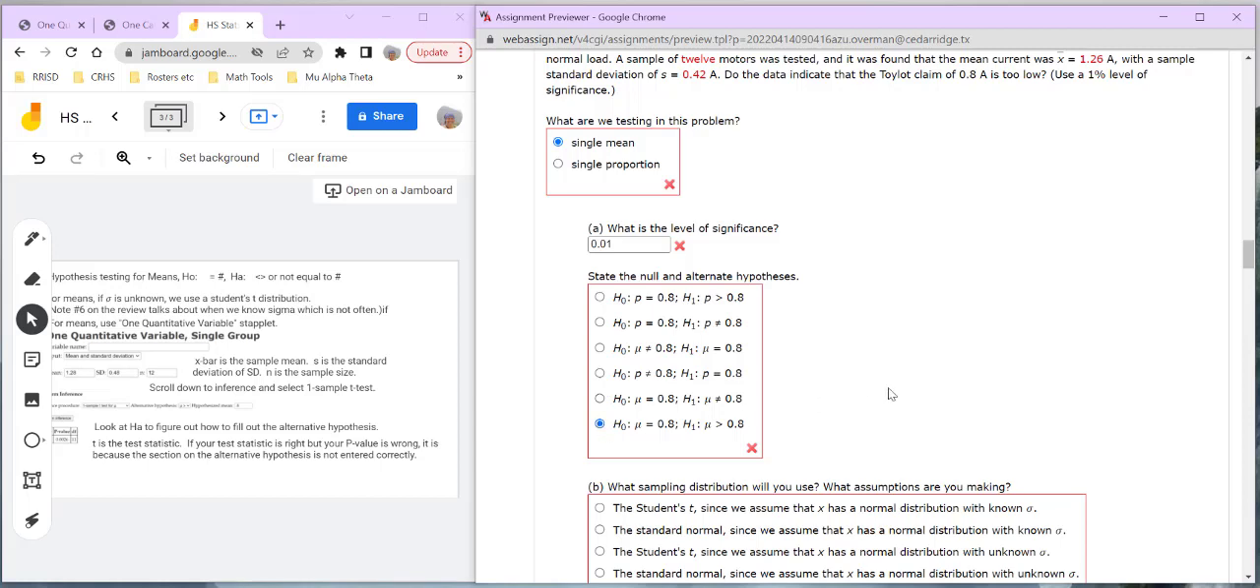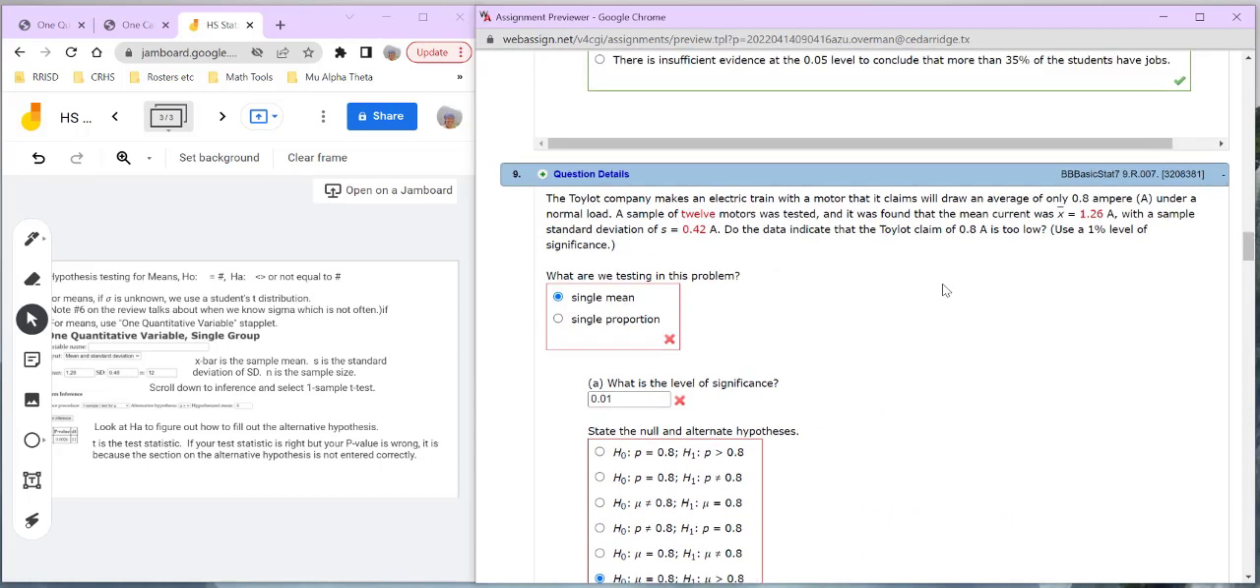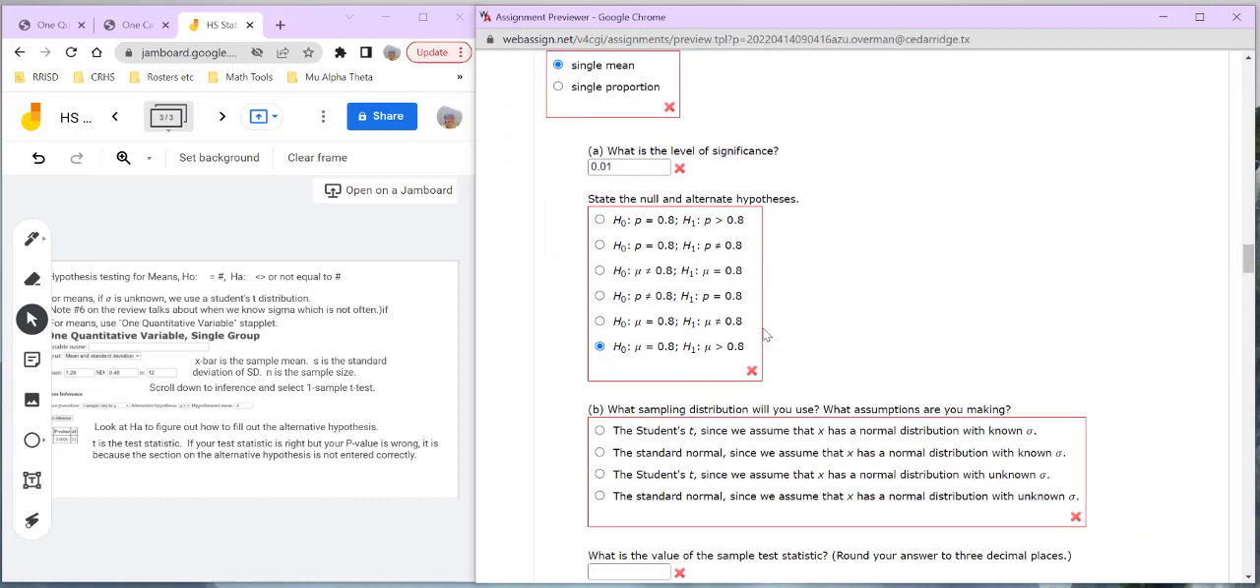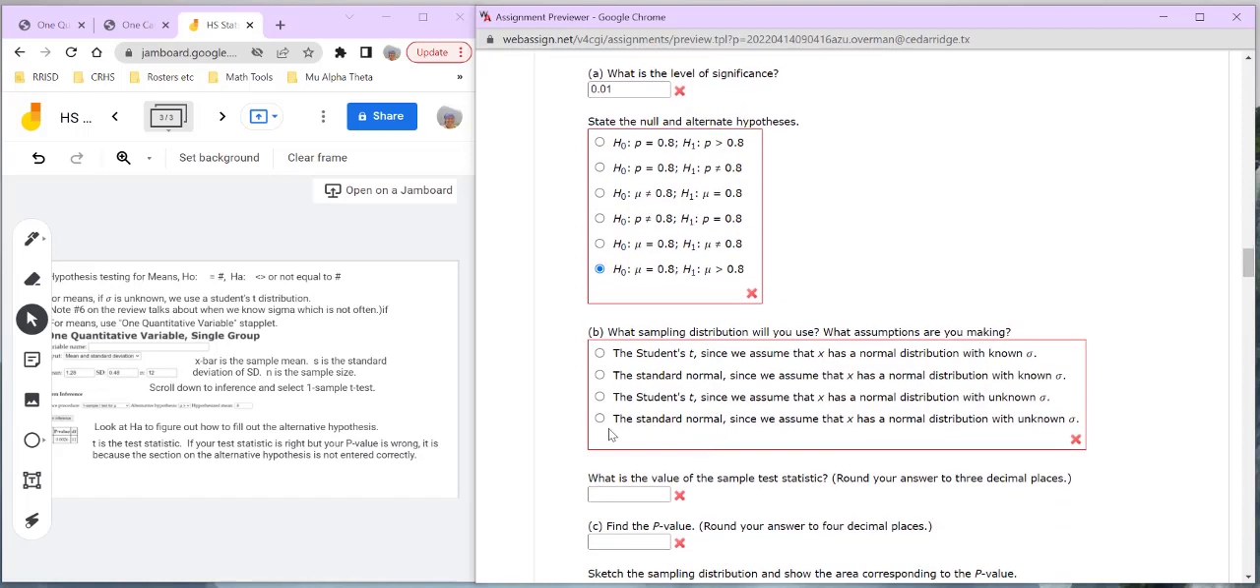And I guess we're worried that it's actually higher. Does the data say the claim is too low? So, right, we think it's higher. That one was a little tricky to think which way to go. They were nice, though. They didn't have a less than, so that was good. We're going to use Student's t because we don't know sigma.